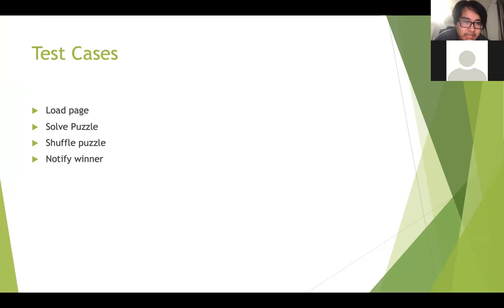For test cases, we had load page, solve puzzle, shuffle puzzle, and notify winner. For load page, we wanted the user to enter and be able to see the puzzle. For solve puzzle, we wanted the user to be able to enter the page and, after hitting shuffle, be able to move the tiles to try to solve. For shuffle puzzle, we wanted the player to be able to hit shuffle and every tile moves. And for notify winner, we wanted, once the user finishes the puzzle, they are notified that they have won and the image shall appear.